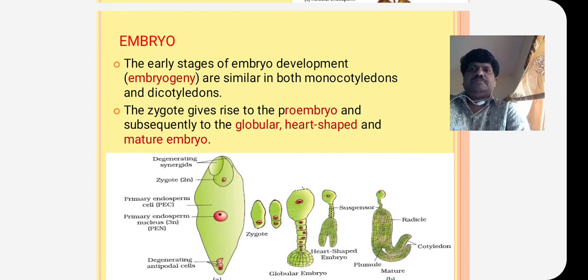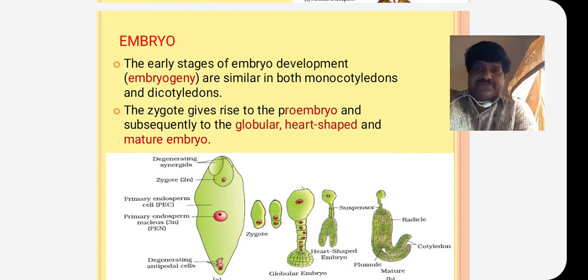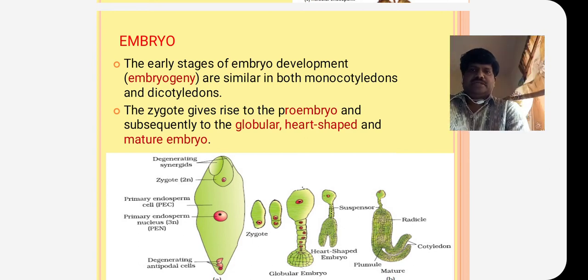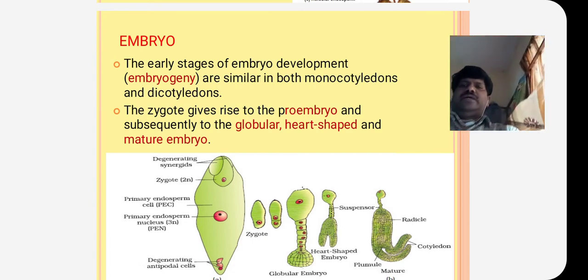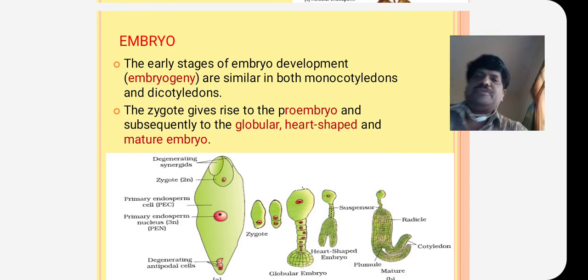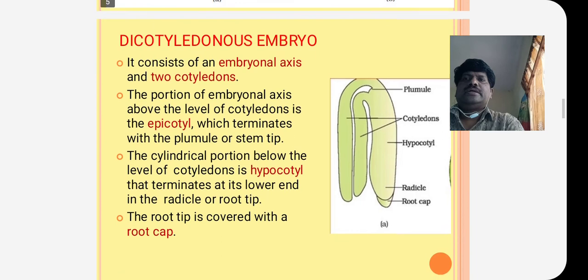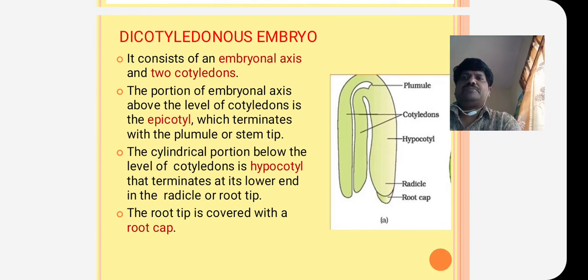in pushing your embryo into the endosperm. Okay, the suspensor can push this embryo towards the endosperm, so that your embryo can get nourishment from the endosperm. We can find this embryo both in dicot and also in monocot.